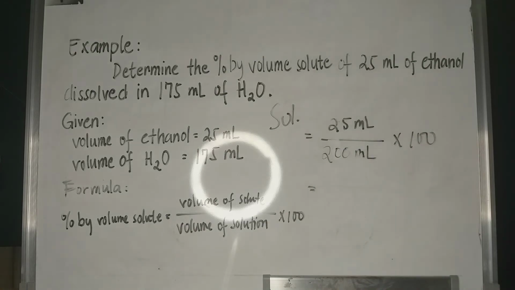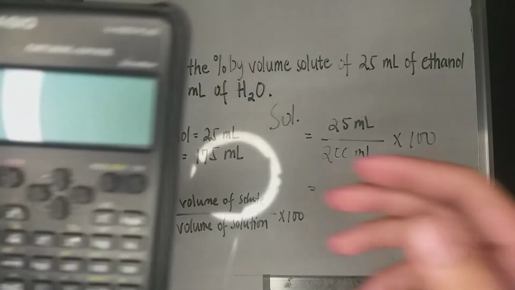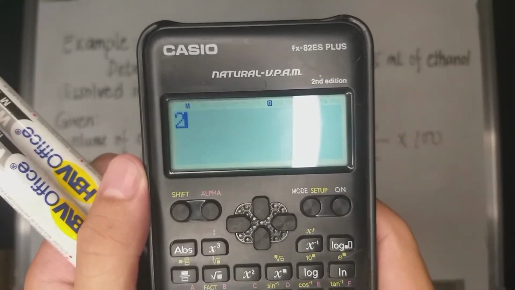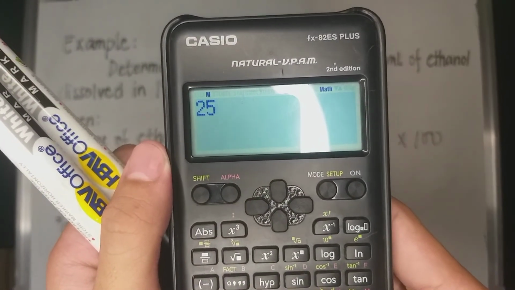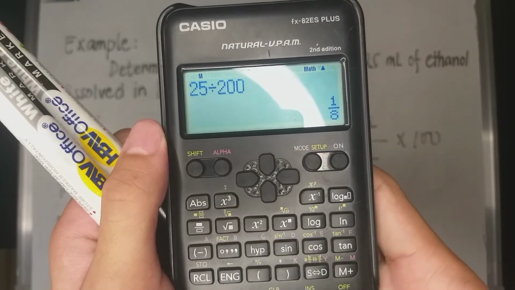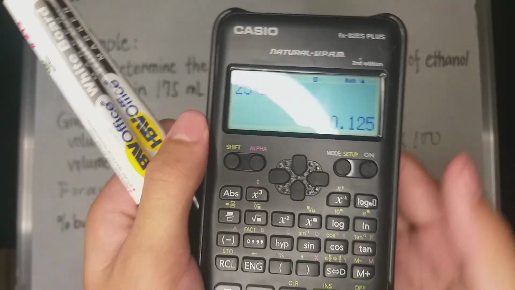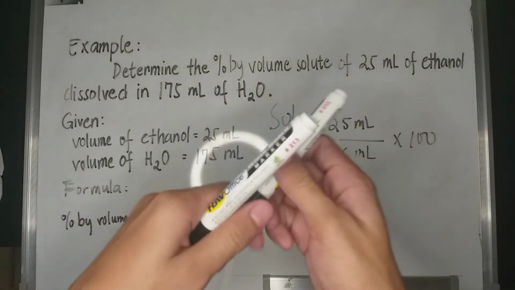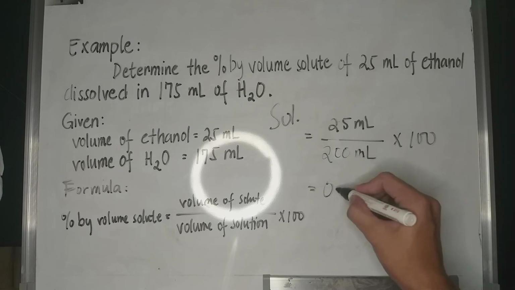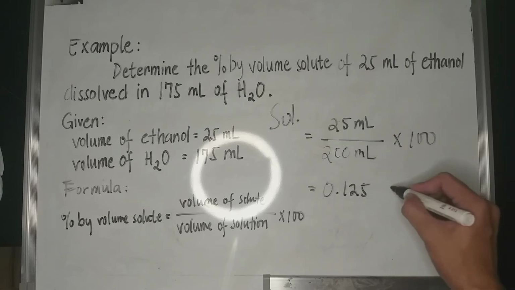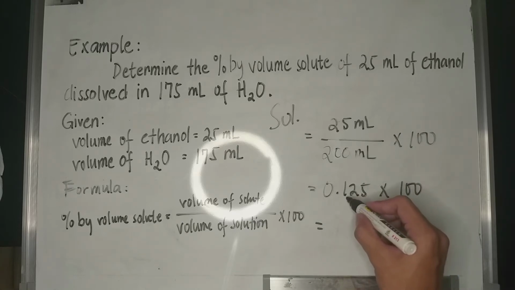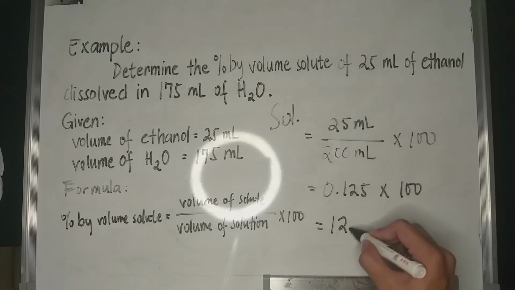Then let's use a calculator. So 25 ml divided by 200. So the answer is 0.125. 0.125 multiplied by 100. Then move two decimal places. The answer is 12.5%.